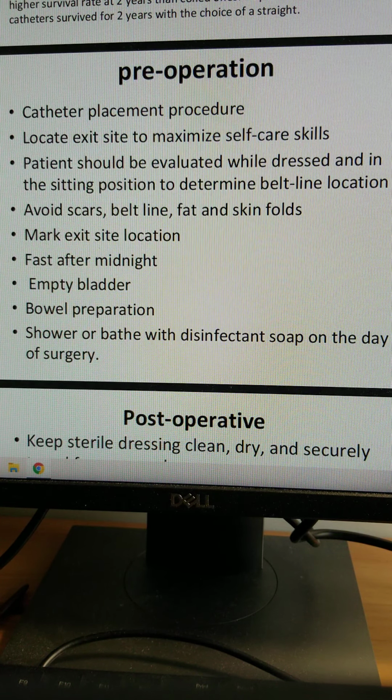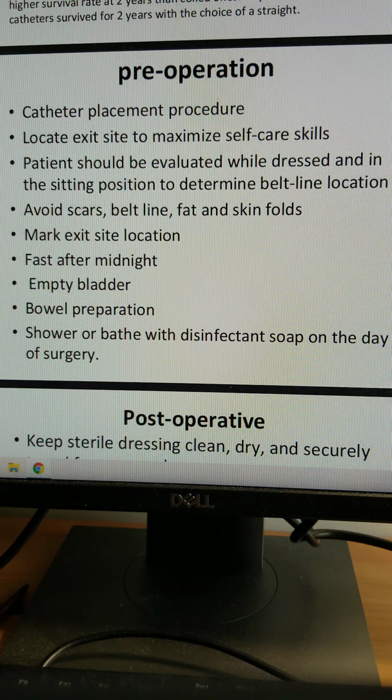We need to avoid scars, the belt line, fat, and skin folds, which cause moist areas due to perspiration, pressure points from the clothing, or areas that cannot be seen during the care. Mark the exit site location after discussing with the surgeon.